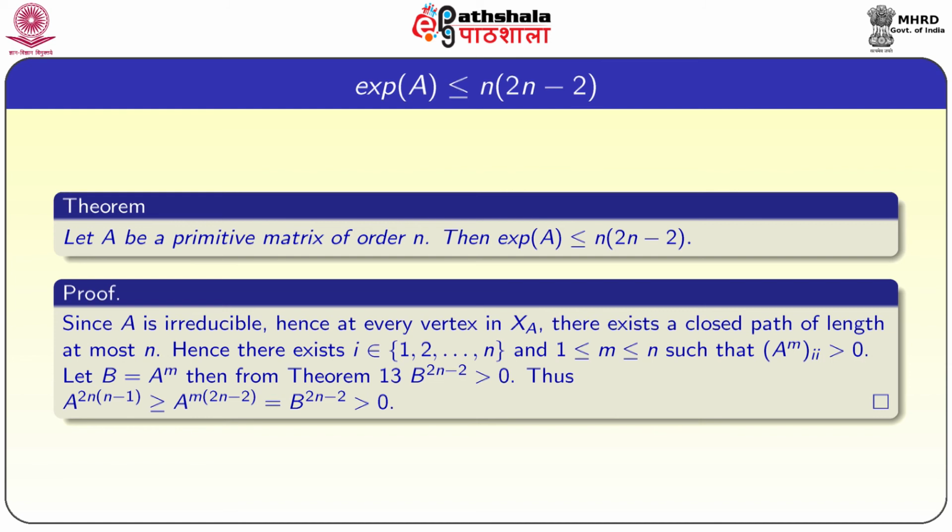So, if we take B equal to A power m, then B is a non-negative matrix with positive diagonal entries, or positive trace. So, by the previous result we have that B power 2n minus 2 is greater than 0. Thus, A power m into (2n minus 2) is equal to B power 2n minus 2, which is greater than 0. So, hence we proved that the exponent of A is less than or equal to 2n into n minus 1.